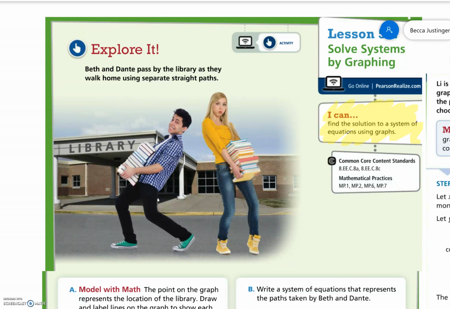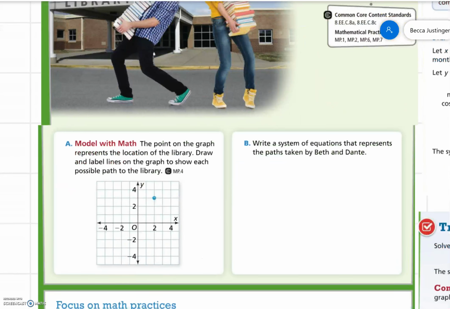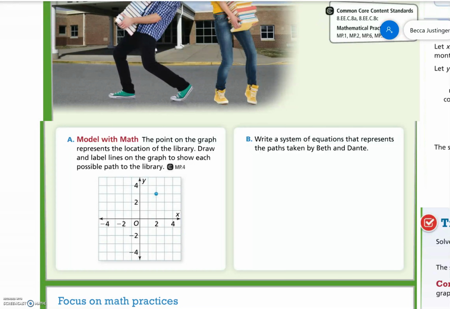Let's explore it. Beth and Dante pass by the library as they walk home using separate straight paths. The point on the graph represents the location of the library. Draw and label lines on the graph to show each possible path to the library. So we're just looking to draw two straight lines.